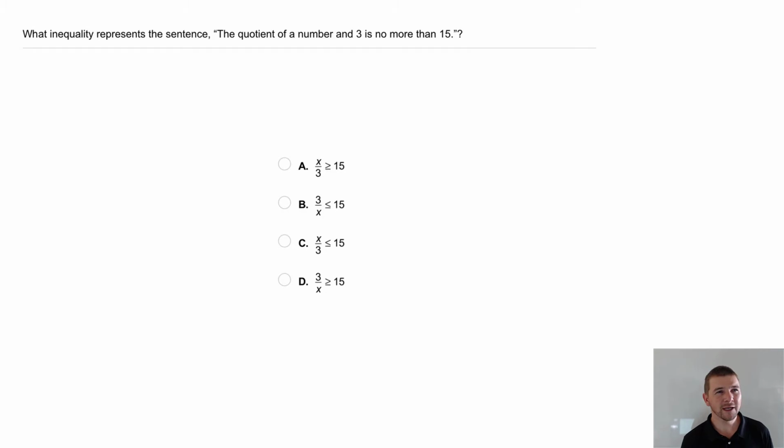Your turn. What inequality represents the sentence? The quotient of a number and 3 is no more than 15.